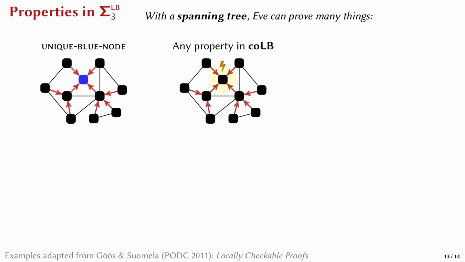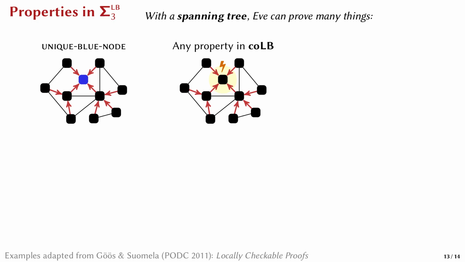Let's start with the negation of purely local properties. For any property that lies at level 0, we immediately get that the complement property is at most at level 3. And that's because the negation of a local property is always of the form there exists some bad node where the property is violated. So all Eve has to do is construct a spanning tree that points towards such a bad node.